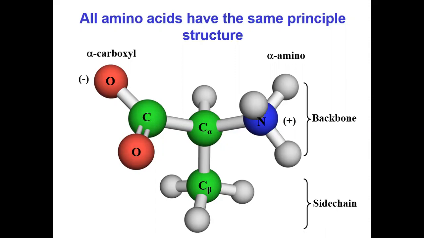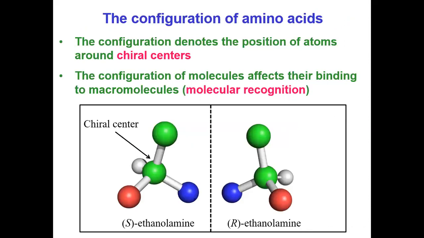So naturally, in our discussion of amino acids, we'll focus on the side chain because, as I said, it distinguishes between amino acids. But before that, I'd like to say a few words on a general feature of molecules and amino acids specifically, which is called the molecular configuration. And this feature denotes the relative position of atoms and groups around a central atom, which is asymmetric or chiral.